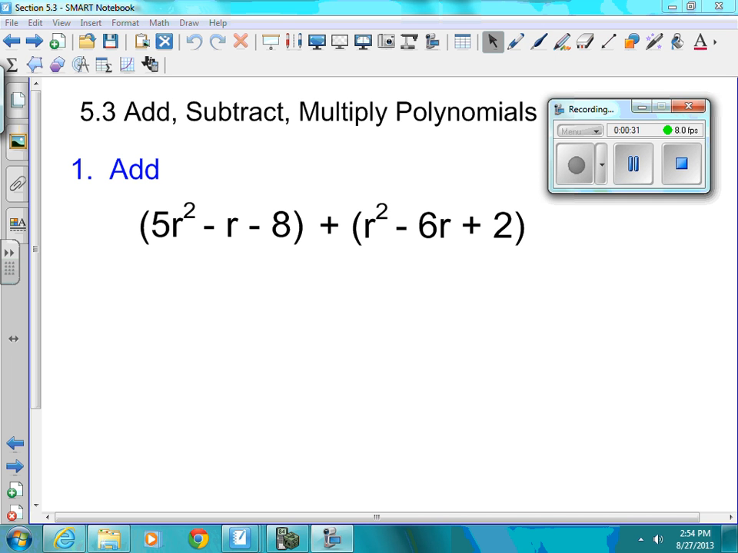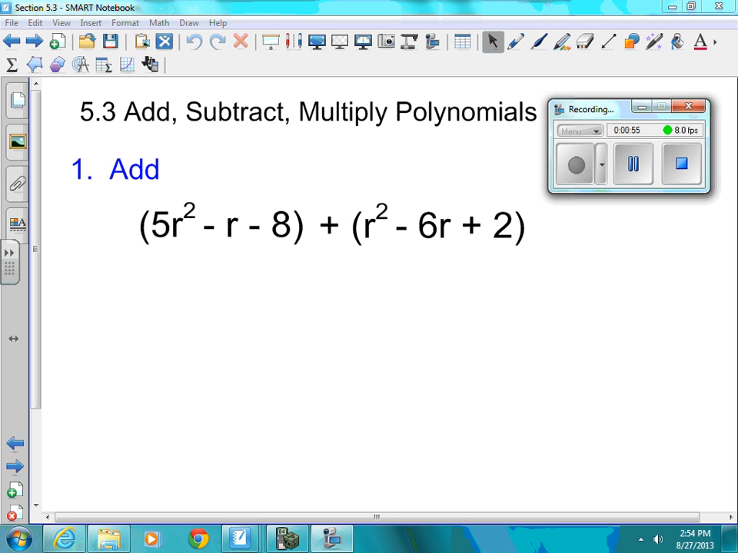Okay, adding polynomials. You can only add polynomial terms if they have the same base, same variable, and those variables have the same exponents. And the only thing you're adding are the coefficients. So with this one, 5r squared minus r minus 8 plus r squared minus 6r plus 2.